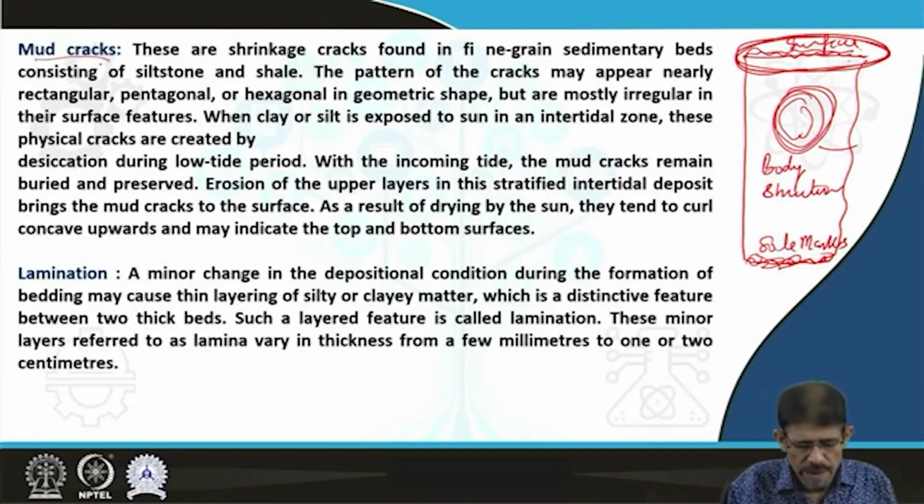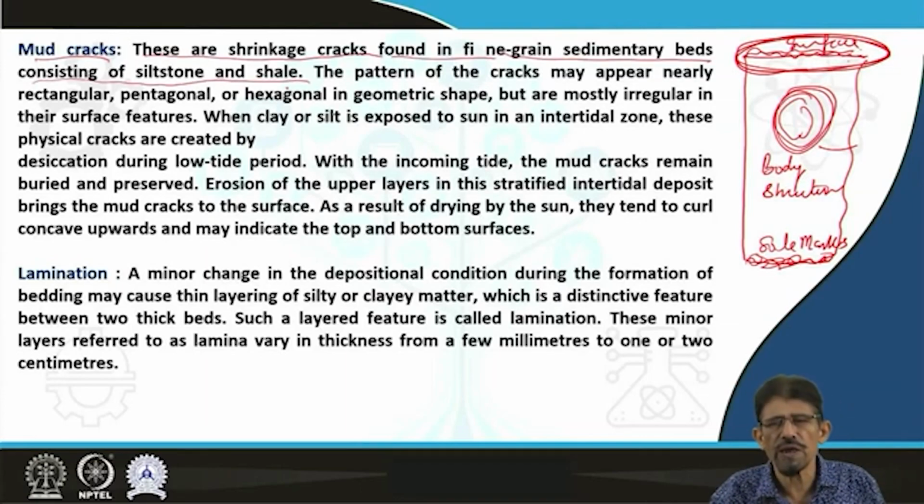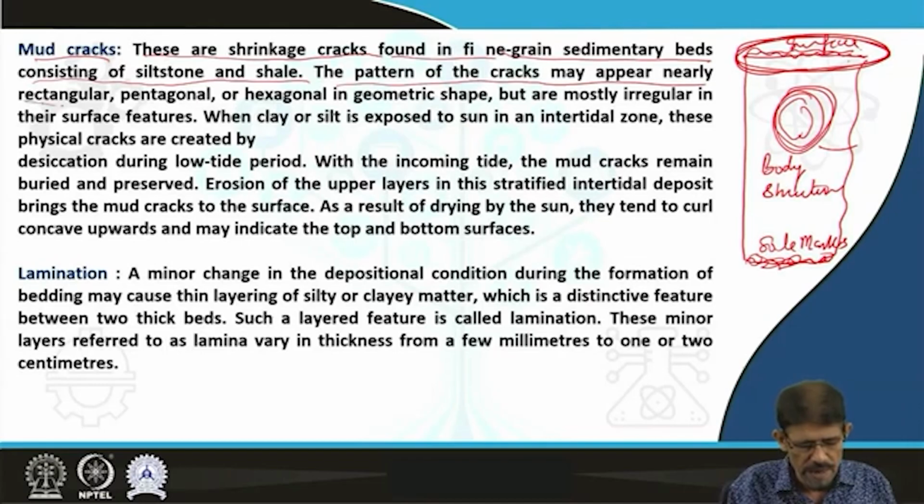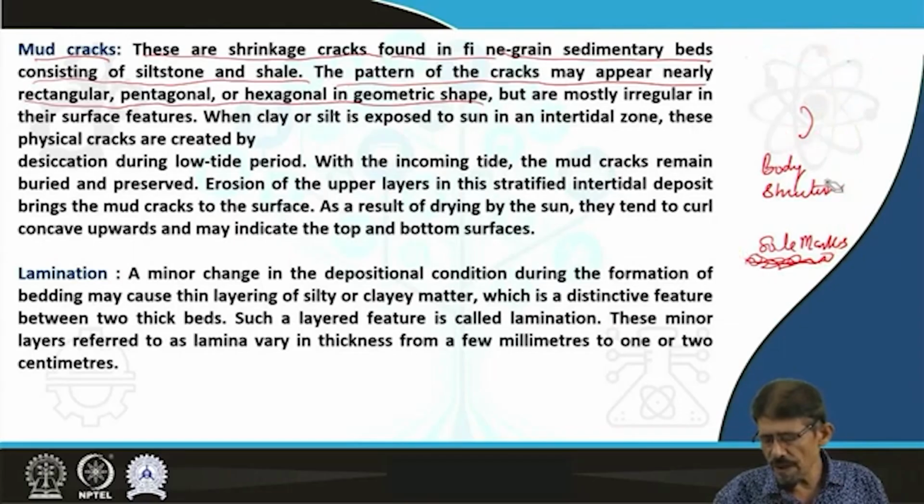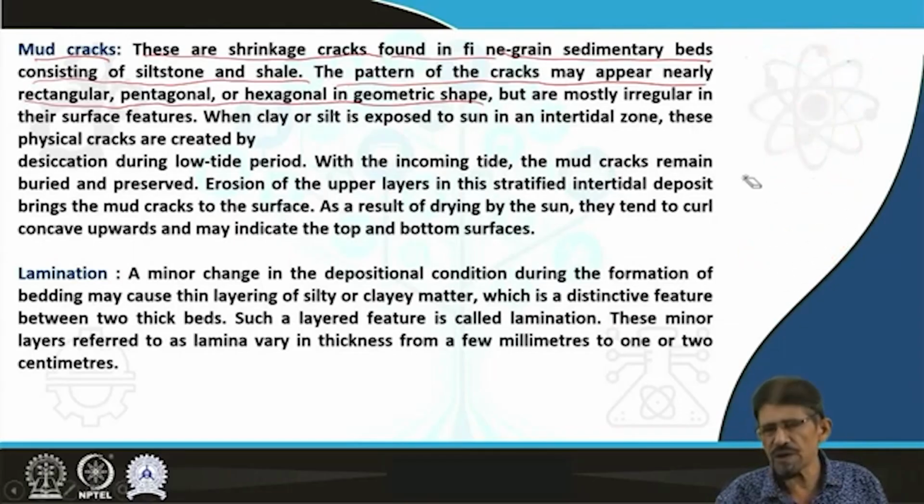The mud cracks are shrinkage cracks found in fine grained sedimentary beds consisting of siltstone and shale, or simply silt, shale, clay, etc., or loose material, soil also. The pattern of the cracks may appear nearly rectangular, pentagonal, or hexagonal in geometrical shape. These types of cracks generally form due to expansion and contraction caused by change in temperature condition during the drying process of the muddy, silty or shaly materials.